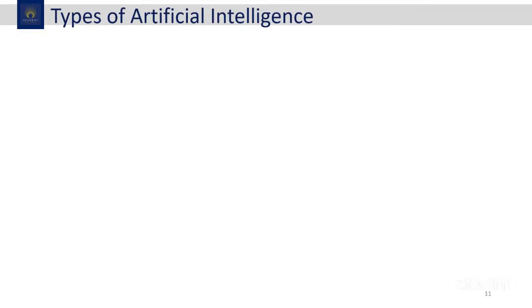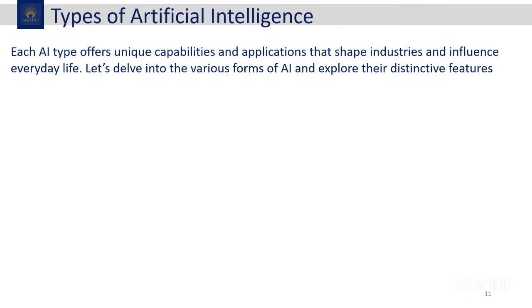Now, we have several types of artificial intelligence. Each AI type often provides us with some very unique capabilities and applications. And that's also what shapes several industries and influences our everyday life. So let's dive into the various forms of AI and explore their distinctive features. We have them based on capability and also based on functionality.